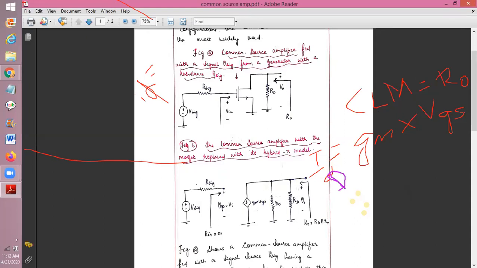Ma'am, total V naught. What does it come to? V naught is equal to R naught parallel RD into GM into VGS. Yes, ma'am. Understood? And look at the direction of the current. It is flowing from here to here in the downward direction. The current is flowing from drain to source in the downward direction. So we take it as minus GM into VGS.